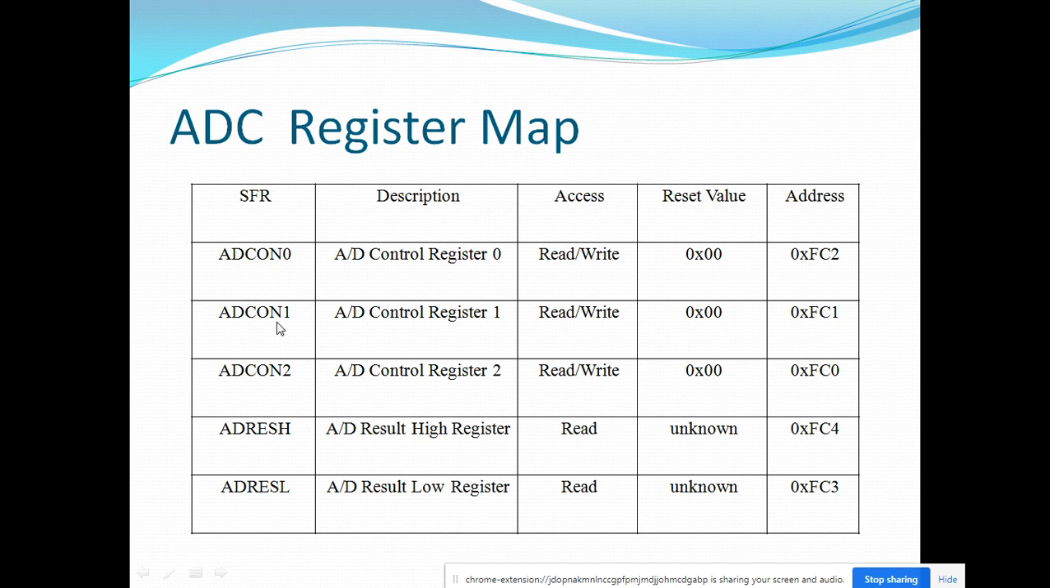Okay, so three control registers are used for this ADC because we are using a 13-channel 10-bit ADC. So our output is of 10 bits, so two registers are required for this. Here you can see ADC result higher byte and ADC result lower byte. These two registers are used for storing the result of conversion. And these ADCON0, ADCON1, ADCON2 are the control registers. We will see these registers in detail one by one.